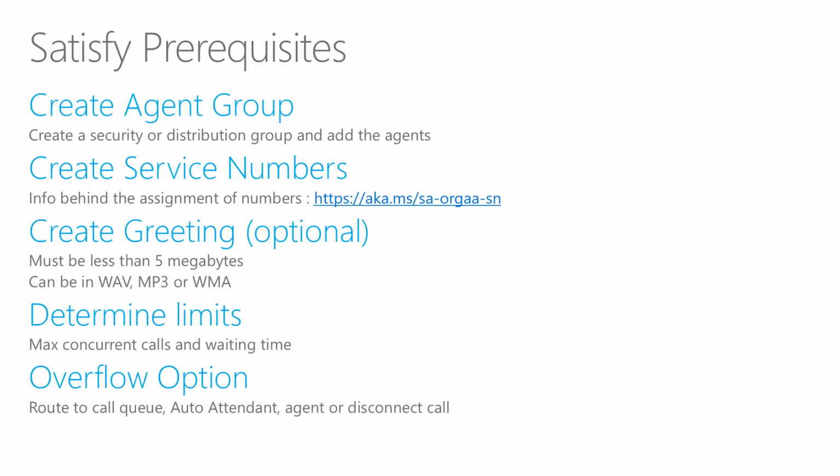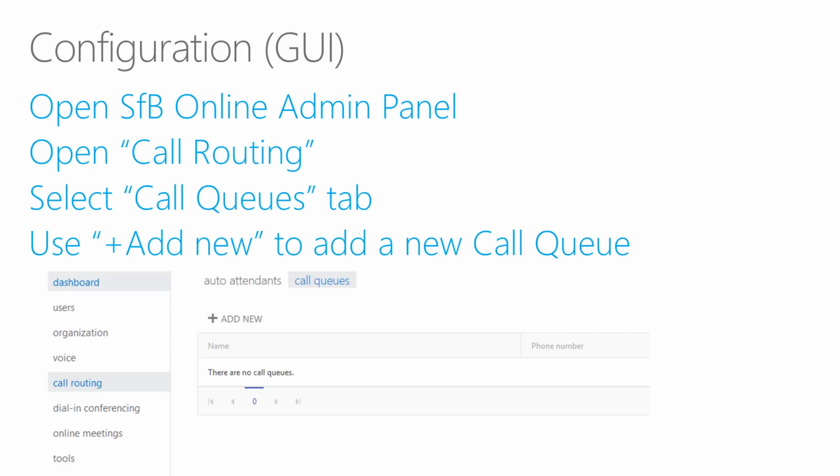Set and determine your limits. What do you want the maximum concurrent calls and the waiting time to be? Does it make sense to have 200 concurrent calls to support that if you only have 2 agents? What should happen when the queue overflows? Should it go to a different call queue, an auto attendant, an agent, or should we disconnect the call? Once you've determined all of this and you've met the prerequisites, you're ready to start deployment.